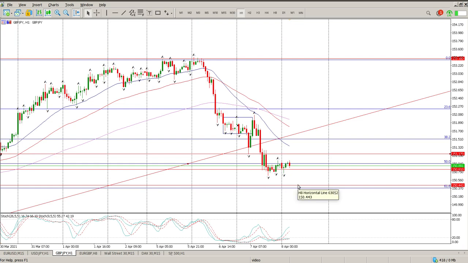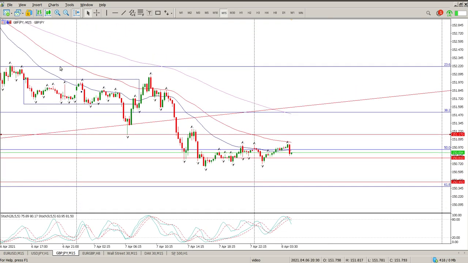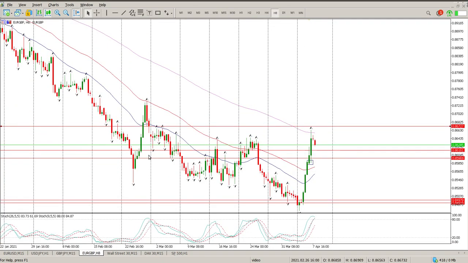154.43. That's the area to watch for opportunities to buy back into this. Okay, so at the moment, that's kind of my strategy there. And lastly, Euro British Pound.